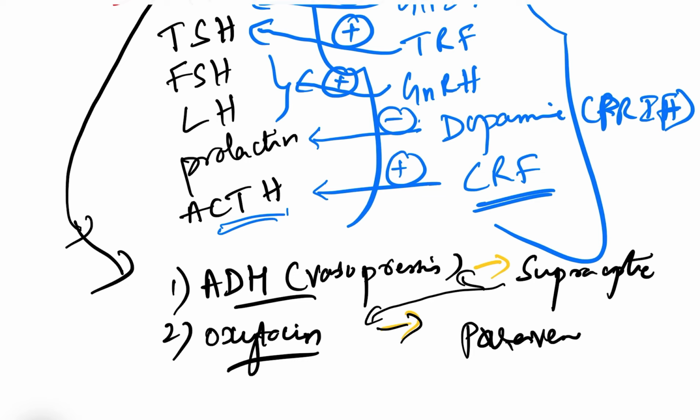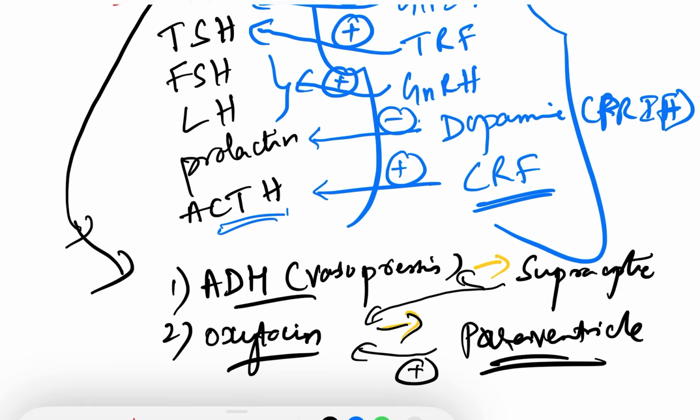Why is it called paraventricular? Because it is near the third ventricle. The paraventricular nucleus causes the release of oxytocin. Okay. So this way it will control the endocrine function.